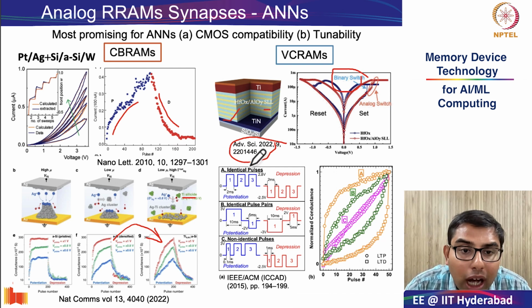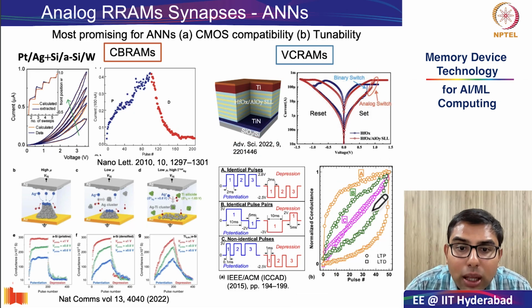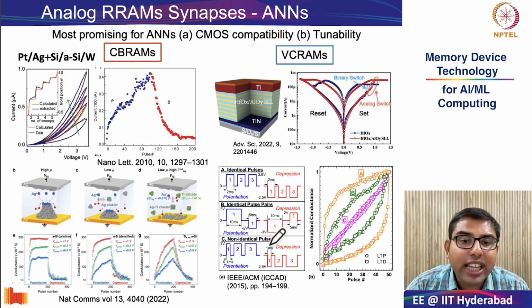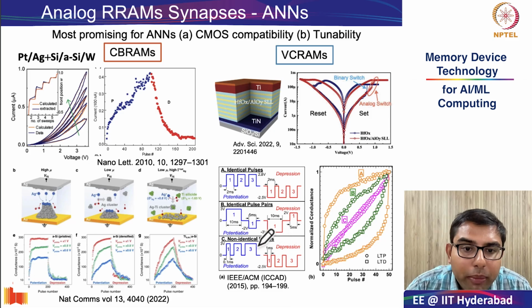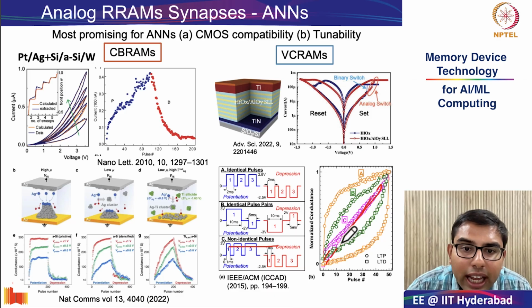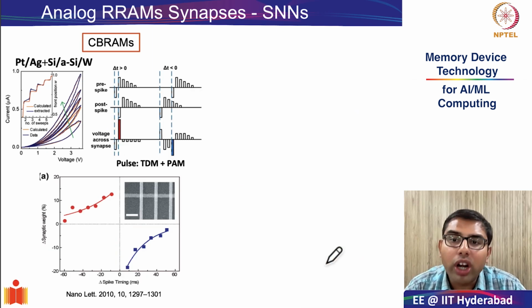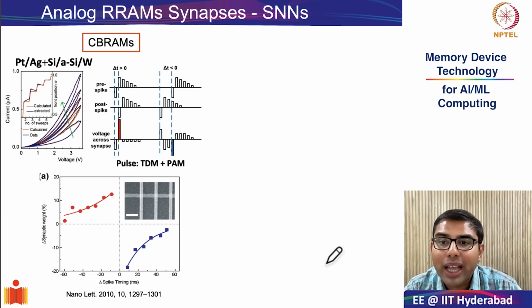As you can see, if you apply identical pulses, there is a large bit of non-linearity, as you can see from these orange curves in the potentiation and depression behavior, which can be easily mitigated by doing some intelligent pulse shaping using non-identical pulses, which can help in getting near linear behavior, as you can see in these magenta curves in both potentiation and depression. Next, we will move on to study how both CBRAMs and VCRAMs can realize STDP learning, again through pulse shaping techniques.